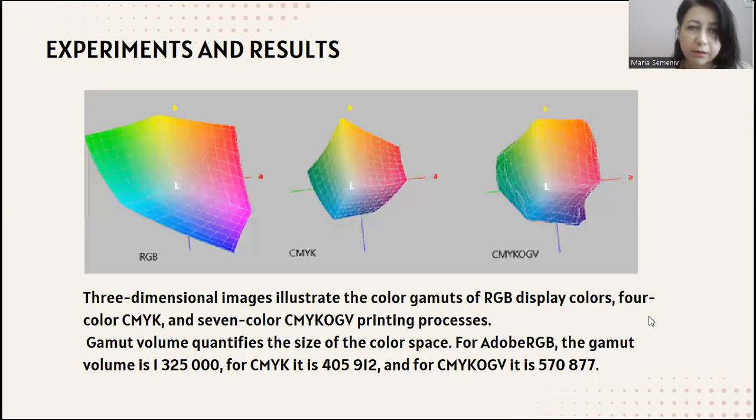The figure illustrates the comparison of color spaces between the original and printing processes. Gamut volume quantifies the size of the color space. The obtained values confirm that 7-color printing will enable reproduction of more colors compared to 4-color printing.